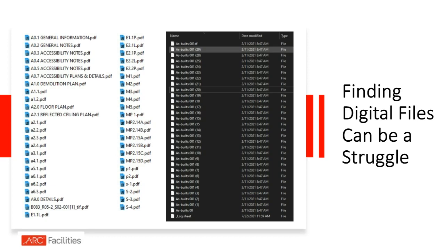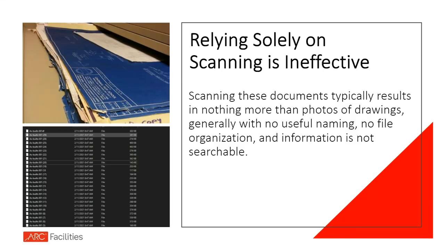The other challenge is this. Scanning documents is a photo of a drawing. That's all it is. It's no different than paper. If it's not named right, I can't search on that document. I can't find information to do my job. What good is it? It's a picture. No different than any other picture you've snapped on your phone.